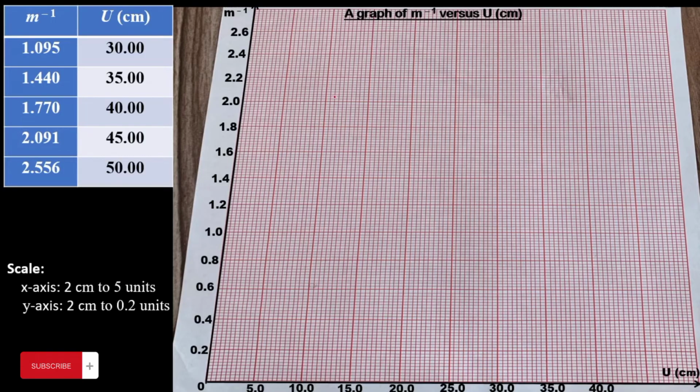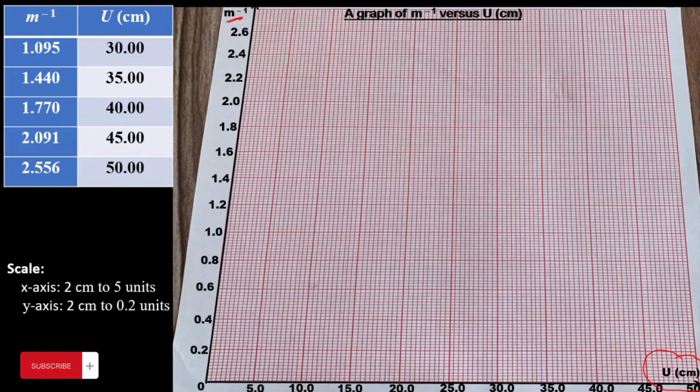So the first thing you should take note of here is the title of your graph. It must be displayed. You must write out the title. This is a graph of M inverse versus U in centimeters. Of course, our M inverse has no unit, but our U is in centimeters. The second thing you must take note of is the fact that we have labeled our graph. On the vertical we have M inverse, and on the horizontal, if you check the bottom right, we have U. So let us put the values there.